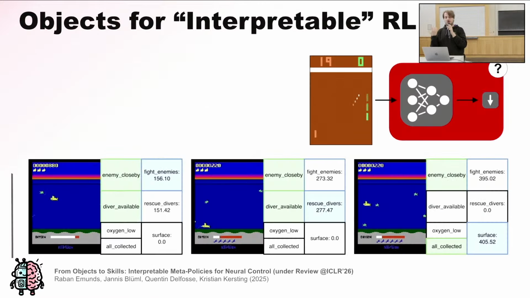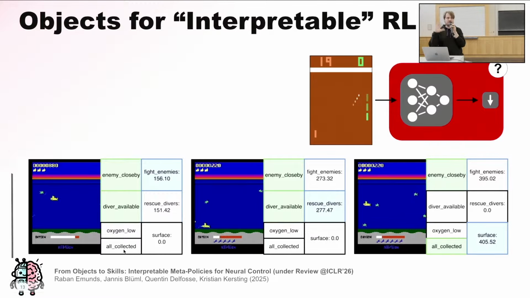And going a little bit further, what can we do with these objects? We showed a little bit here. If we remember the black box, where the agent just gives us down, and we don't know why. Here's what we can do with objects. We defined, based on objects, a set of rules, like, is my enemy close to me? This is something I can say because I know objects. Without the objects, I cannot do this type of relationships. Is a diver available to me? Is my oxygen low? Or is everything I have to do collected? These are rules for this game.